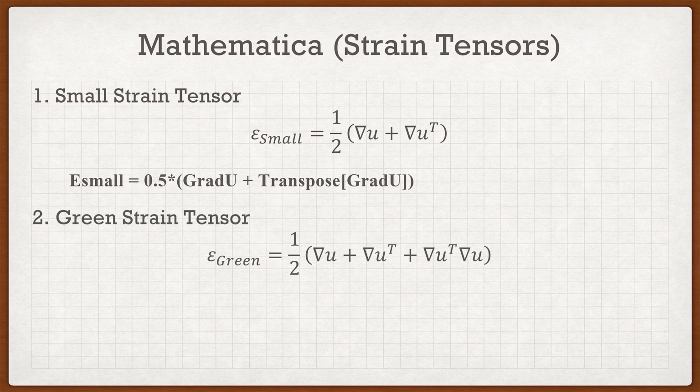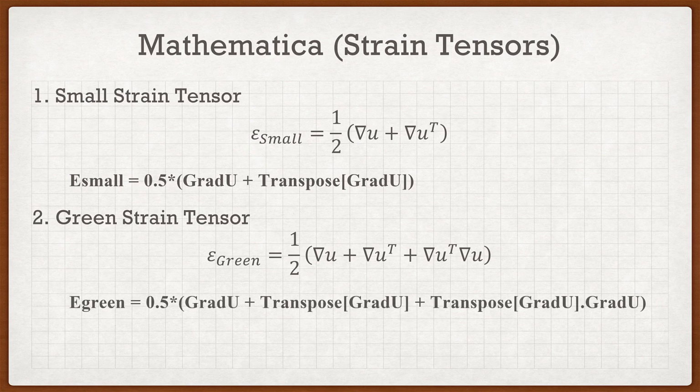This Green strain tensor gets a little bit tricky only for one reason. It's equal to 1/2 of the displacement gradient plus the transpose of the displacement gradient plus the transpose of the displacement gradient multiplied by the displacement gradient. Oh my god, that is a mouthful. But as you can see, it's easier just to look at the picture. In Mathematica, all we have to do is this: 0.5 times grad u plus the transpose of grad u plus the transpose of grad u times the grad u.